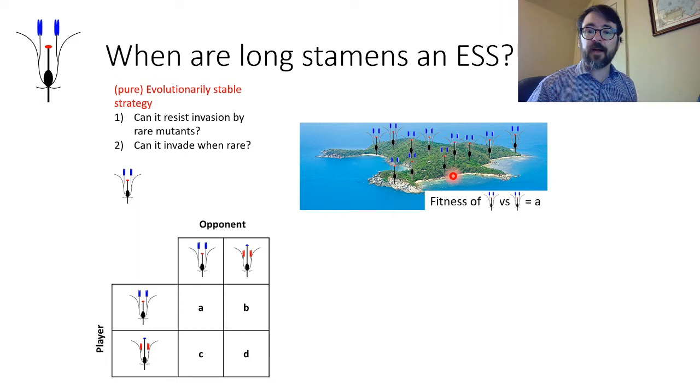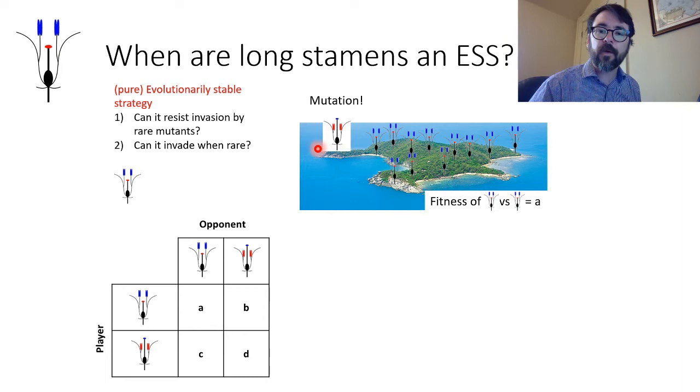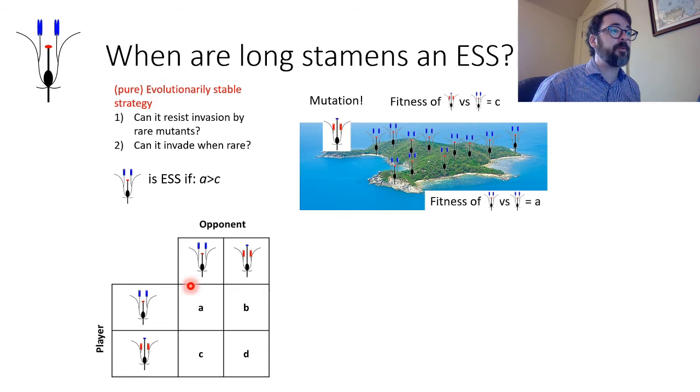But now imagine you get a rare mutation, or maybe a seed blows in from the mainland on the wind that has the short stamen option. Well, now what is the fitness of this guy in this island? Well, since he only is encountering the blue guys with the long stamens, his fitness is going to be C. And so the question is, can this one resist invasion from this? Well, it can do that when two things are true, right? It has to have a higher per capita population growth rate in the current world than it would in the world with the mixed population. So if that's the case, then it can resist invasion, right? If A is greater than C.